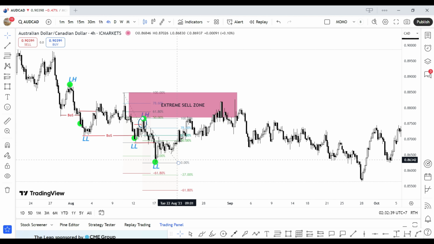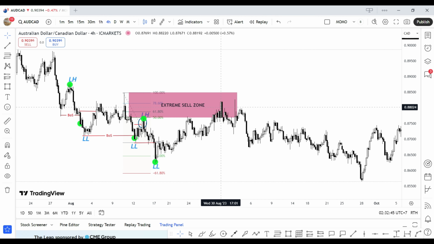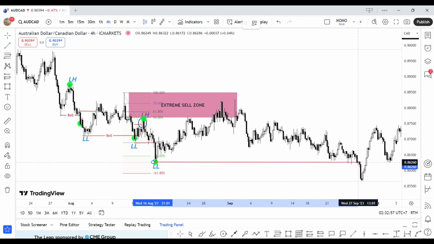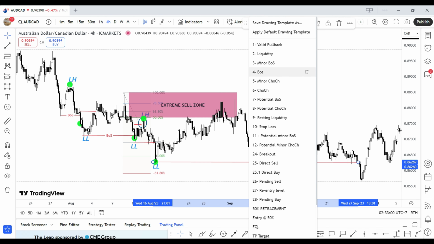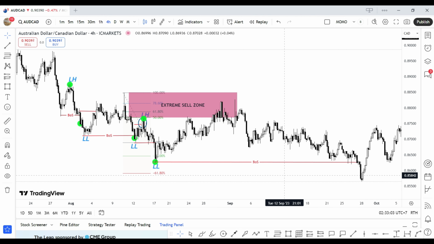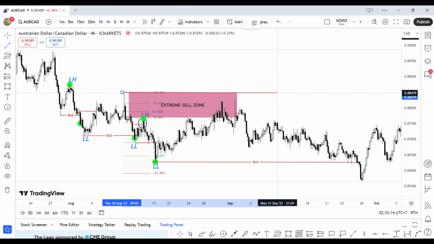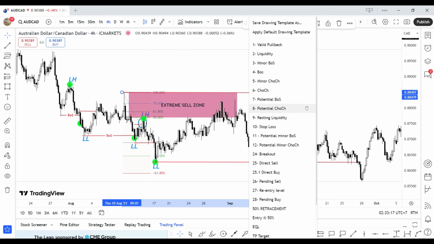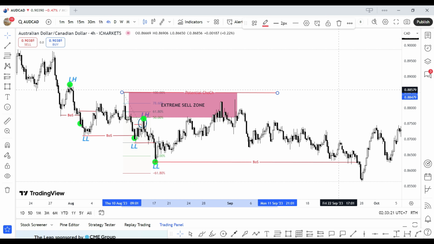So we delete our trading zone and we delete its Fibonacci to clean our chart. Now the price has reached our extreme trading zone and confirmed a new break of structure here. One thing I forgot to mark, and I apologize for that. Once we have the extreme trading zone confirmed, we don't forget to mark our potential change of character. It is very important to mark your potential change of character.